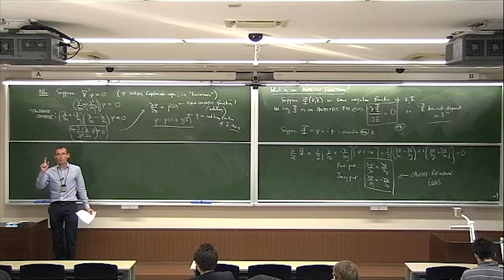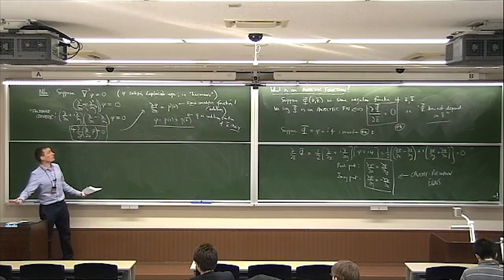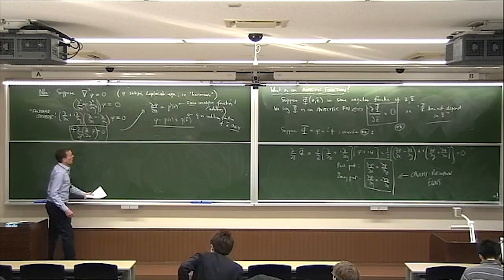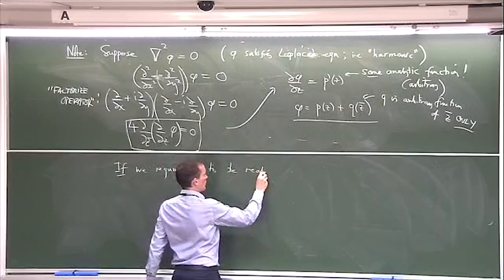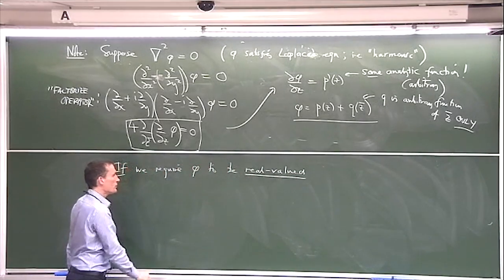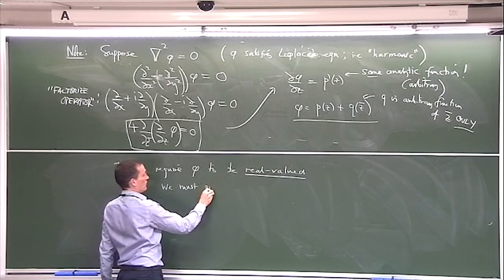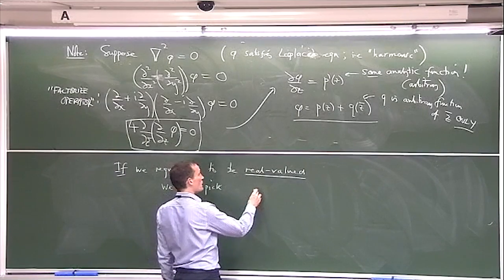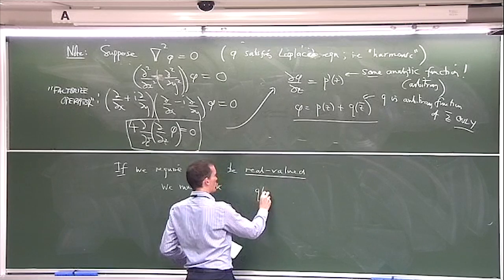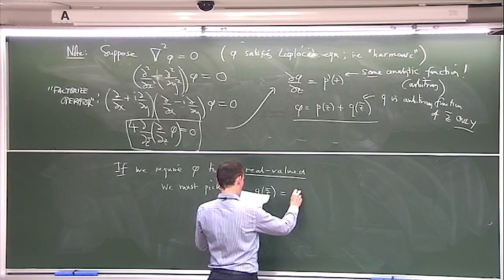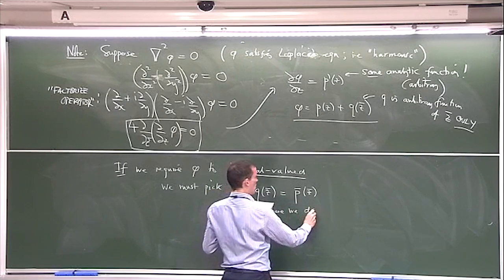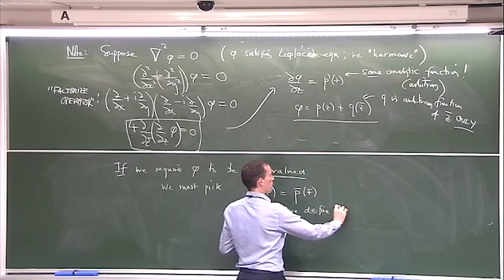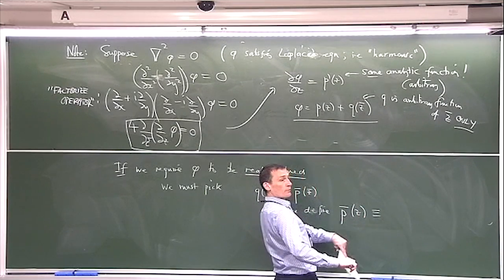And q, if I want phi to be real for all z and z bar. Well, look, how about this? If phi is real valued, we must pick, there's nothing else to do, if p is arbitrary, then we must pick q of z bar to be equal to p bar of z bar, where we define p bar of z. This is a definition of what I mean by the function p bar.